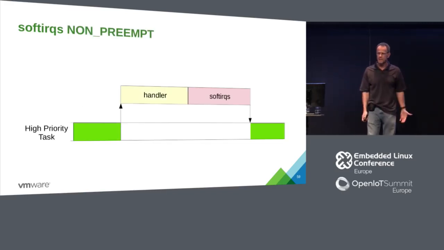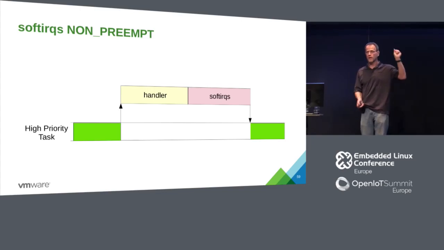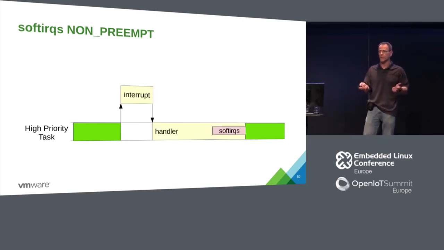So softirqs on non-real time looks like this. A high priority task raises a softirq, the interrupt handler goes off, and then when the handler, before it goes back to user space, runs softirq handlers, all of them, RCU, whatever it has, it could go off. So this high priority task has to wait for that.